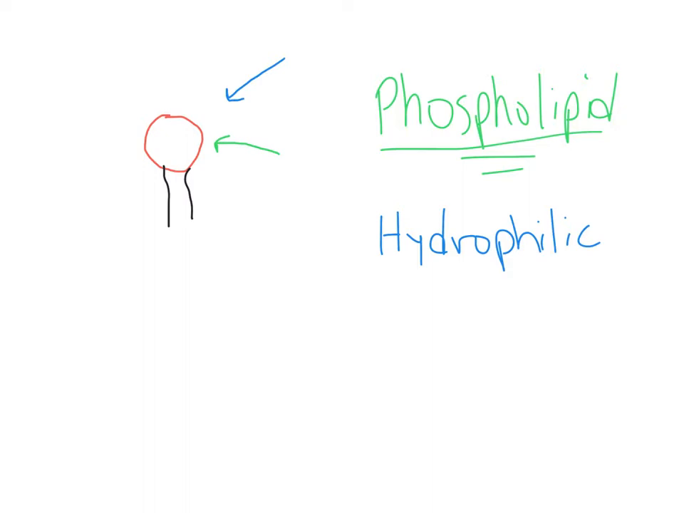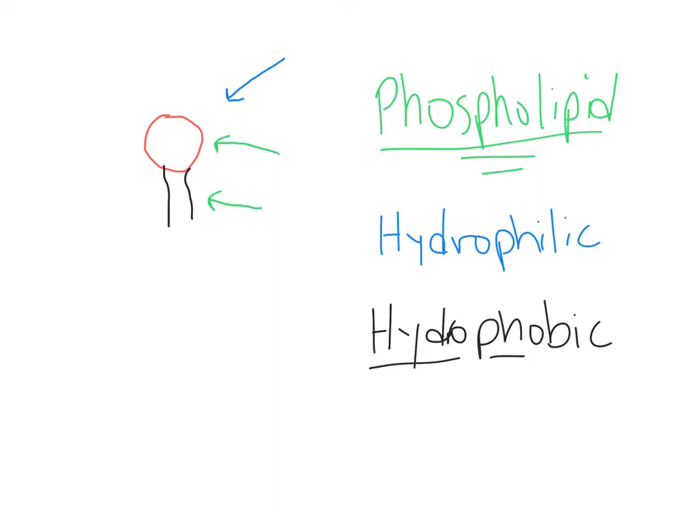Now, if we remember, the lipid tails do not like water. They repel water. What term means that it repels water or does not like water? Let's see if you can get it. Hopefully you said that the term that means that it repels water, that it does not like water, is called hydrophobic. Hydro means water. Phobic kind of means like you're afraid of water. So the lipid tails are hydrophobic, where the balloon part, the phosphate, is hydrophilic. It likes water.